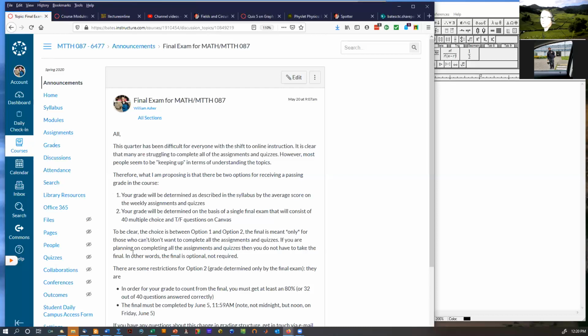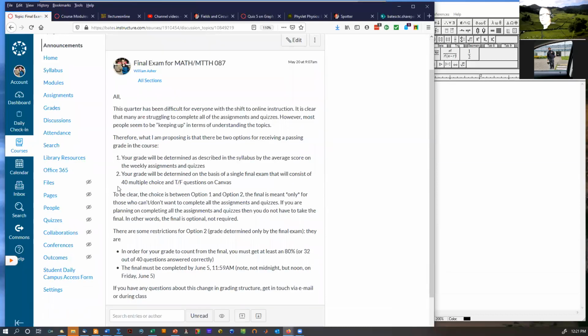They'll be drawn from all of the 6 sections we've done, so you could figure there might be 6 to 7 questions from each section on the final. There'll be multiple choice and true-false, a mix. If you do option 2, the grade on your final would be your grade for the course, so you wouldn't have to do any of the homework. You just have to take the final. But I am going to require that for option 2 to count, you have to get better than 80%, meaning you have to get 32 questions out of the 40 answered correctly.